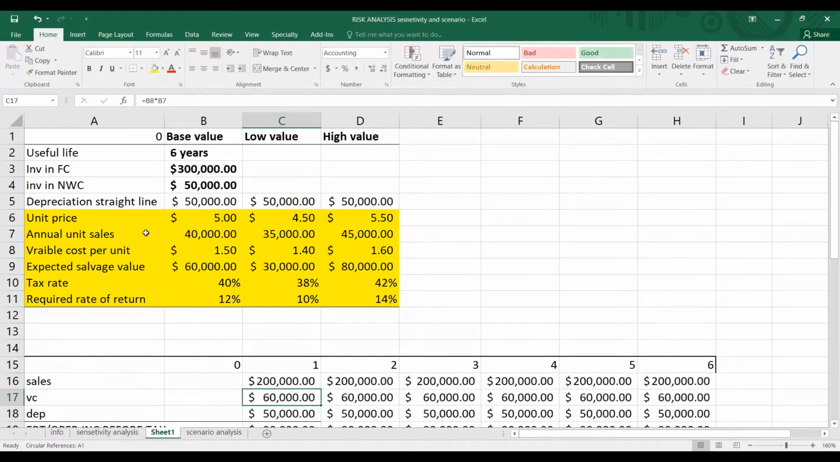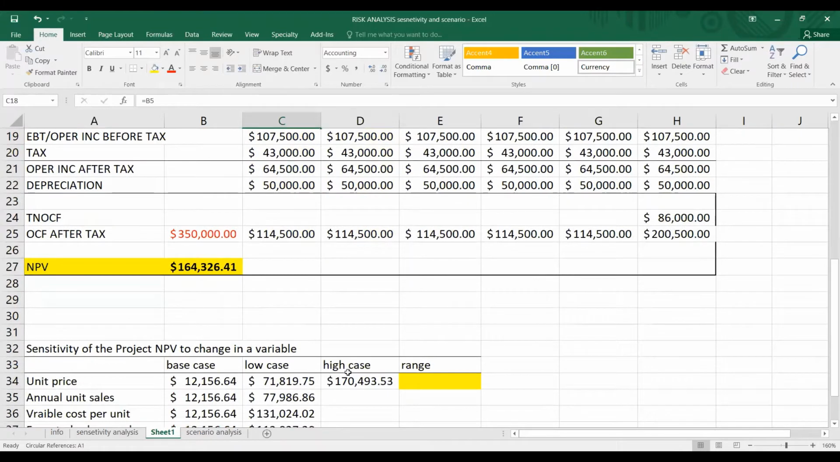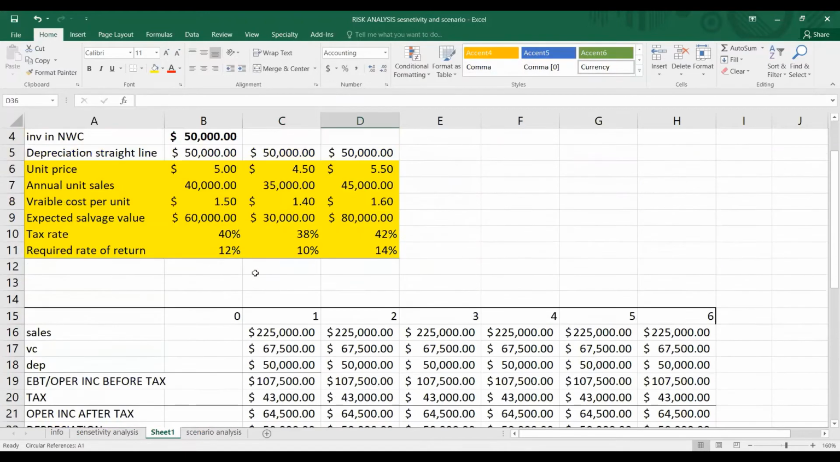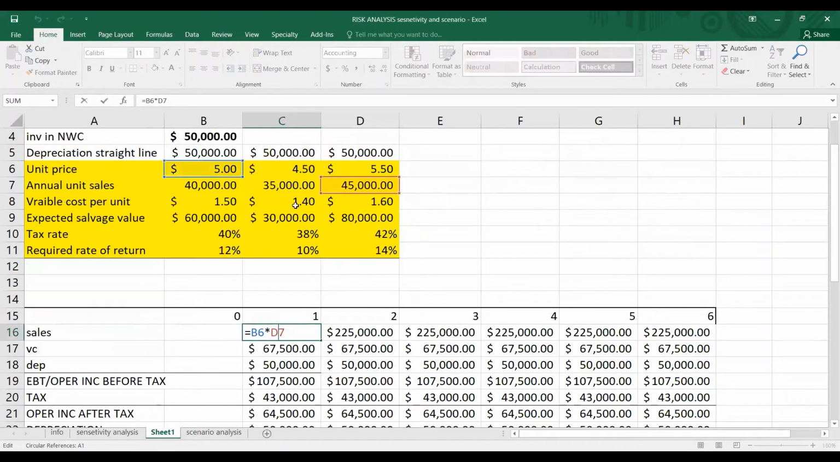What if my annual unit sales change? Two things will be affected in my cash flow projections: variable cost and sales. So you can see that my NPV becomes 164. And if I put it back, put it back.